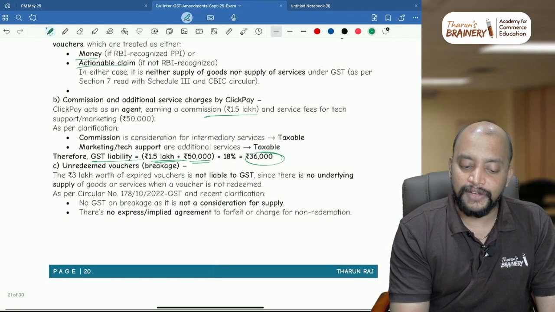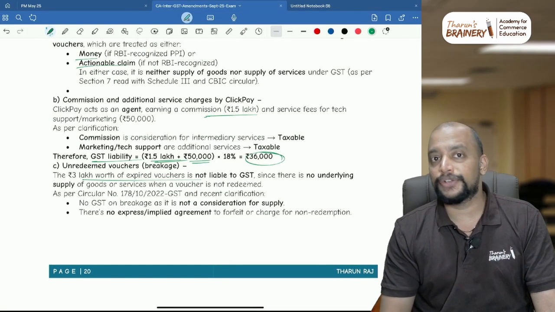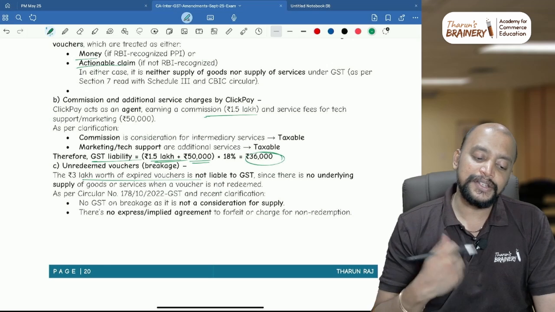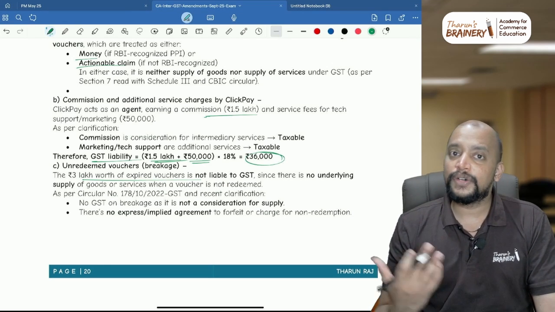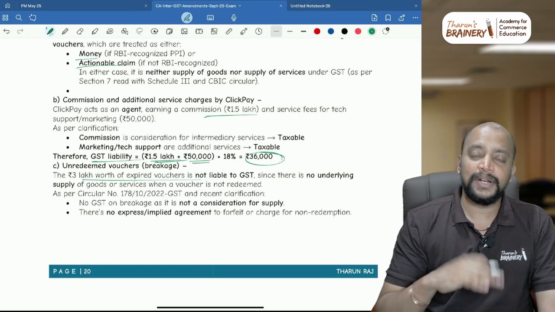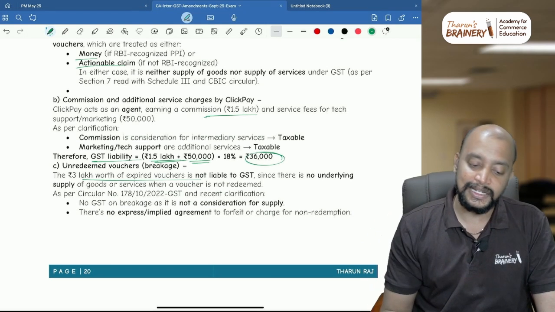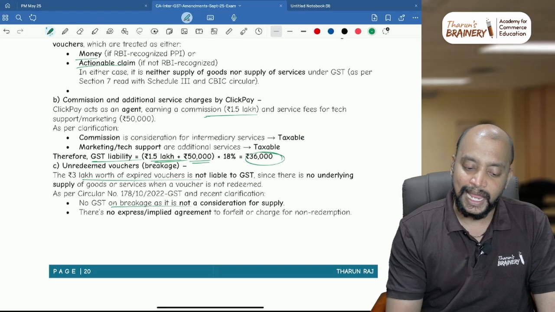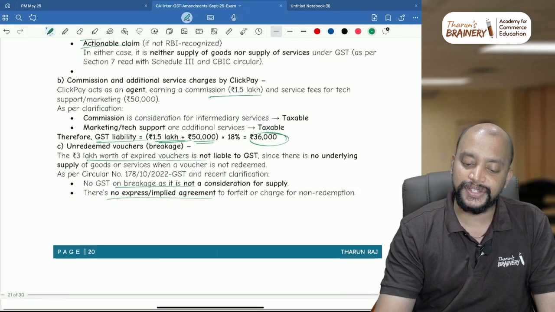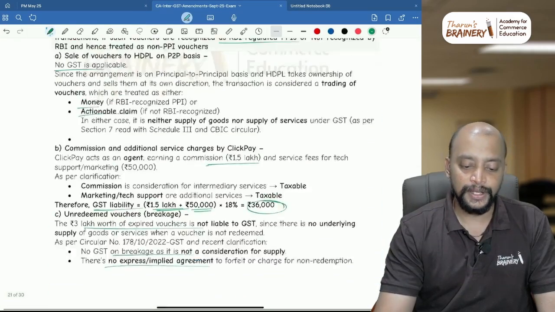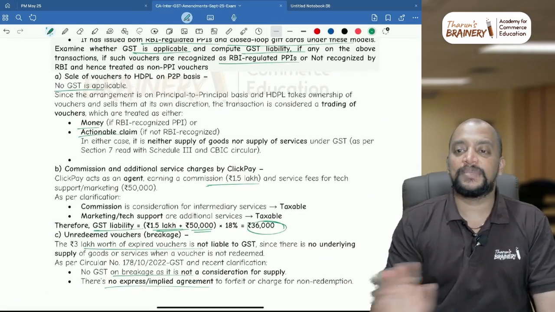3 lakh worth of vouchers expired is not liable to any GST, since there is no underlying supply, and consequently, even though we have received some money, that will not be chargeable to any GST. No GST on breakage. There is no express or implied agreement to forfeit or charge for non-redemption. So due to that reason, GST liability shall not arise.